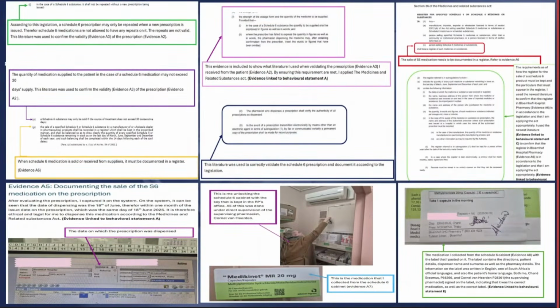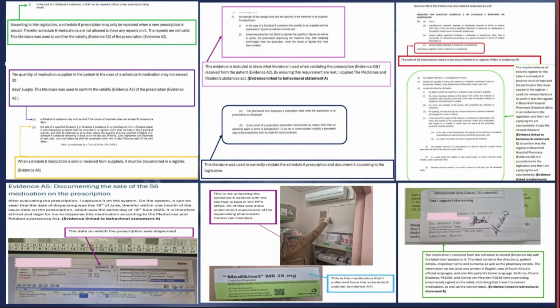Some more pieces of evidence. You can see the Schedule 6 covered there under the direct supervision of the pharmacist. A picture of the product that was dispensed, and then you'll look at the label and the information that goes into the label. You can see that confidentiality has been maintained by blocking out the information.